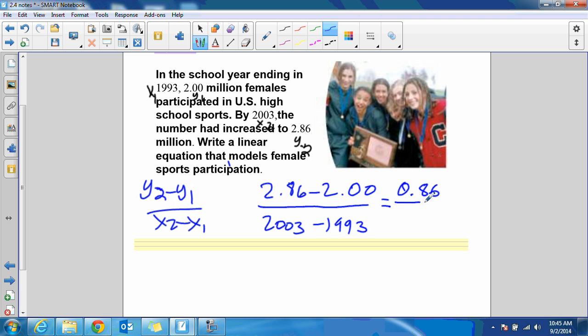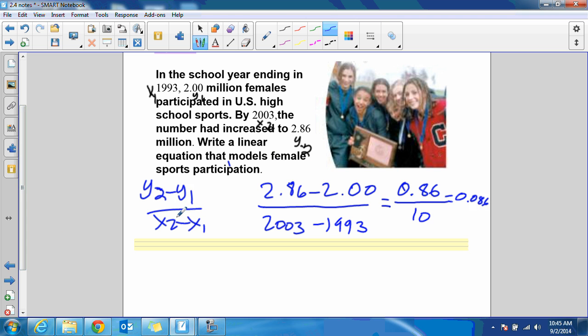That would be in millions. Remember that because it's in millions. 2003 minus 1993 is 10. So what is 0.86 divided by 10? That would be 0.086. Okay, 0.086 is the slope.